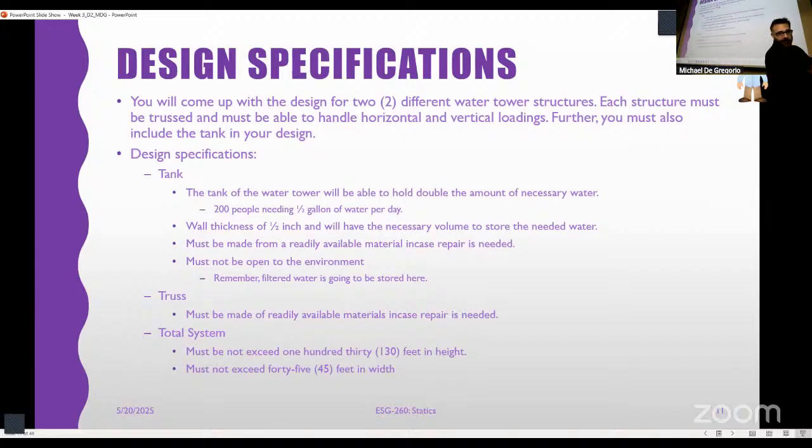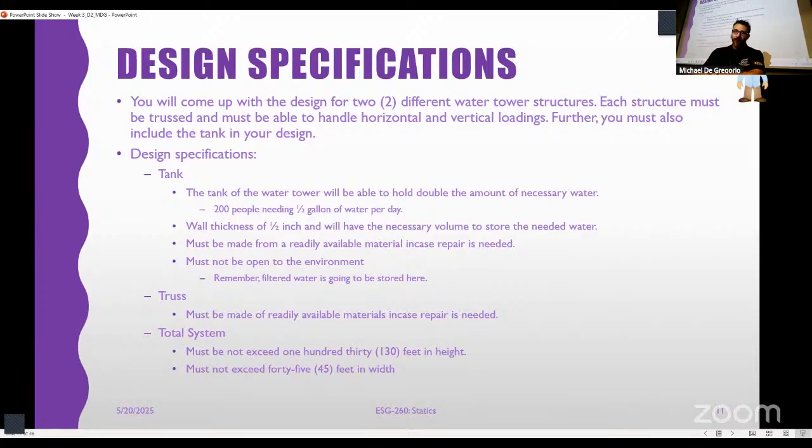First, the design specs, right? So these are the things that have to be common through everybody's, like the tank. Not the design of the tank or the shape of it, but the fact that you need to be able to have enough water for 200 people who need half a gallon of water per day. This informs you how much water the tank needs to hold, which will inform you to the weight of the tank when the water is inside of it.